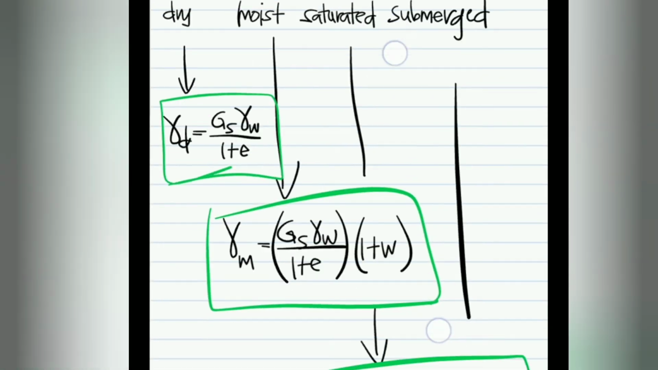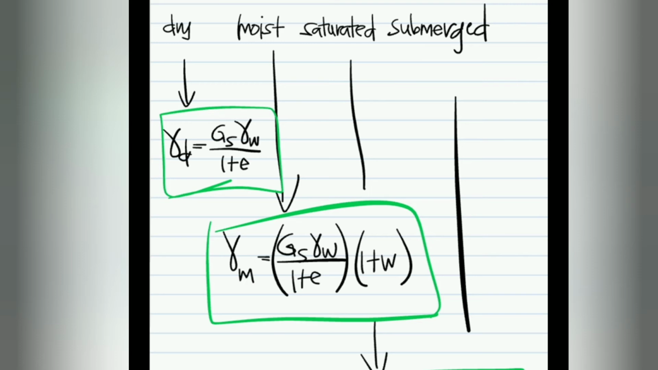Then the unit weight is important. For dry condition, this is the formula: specific gravity times unit weight of water, so you can have it as 9.81 in SI units, all over 1 plus void ratio.